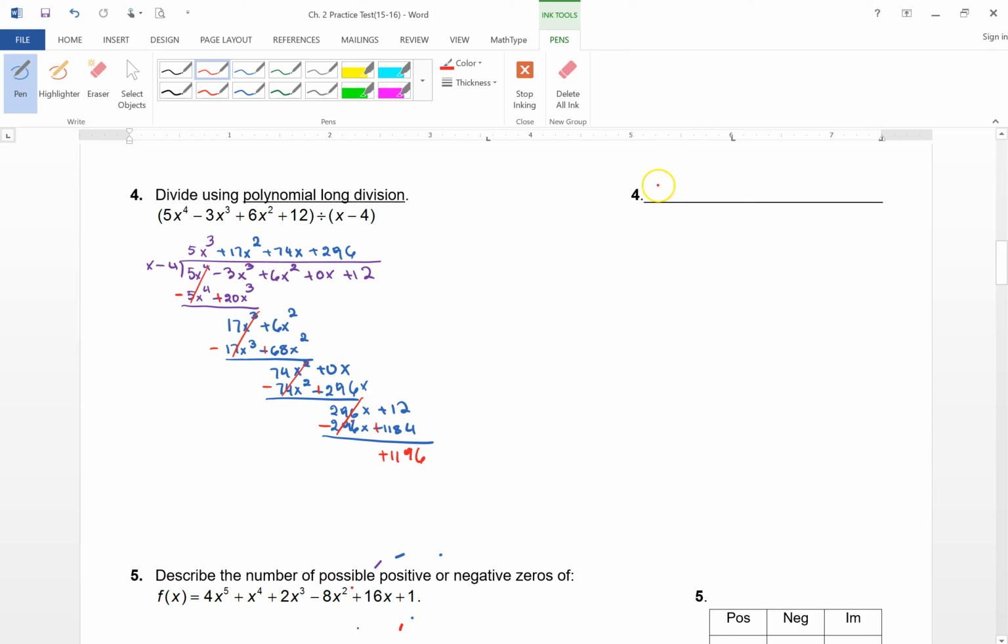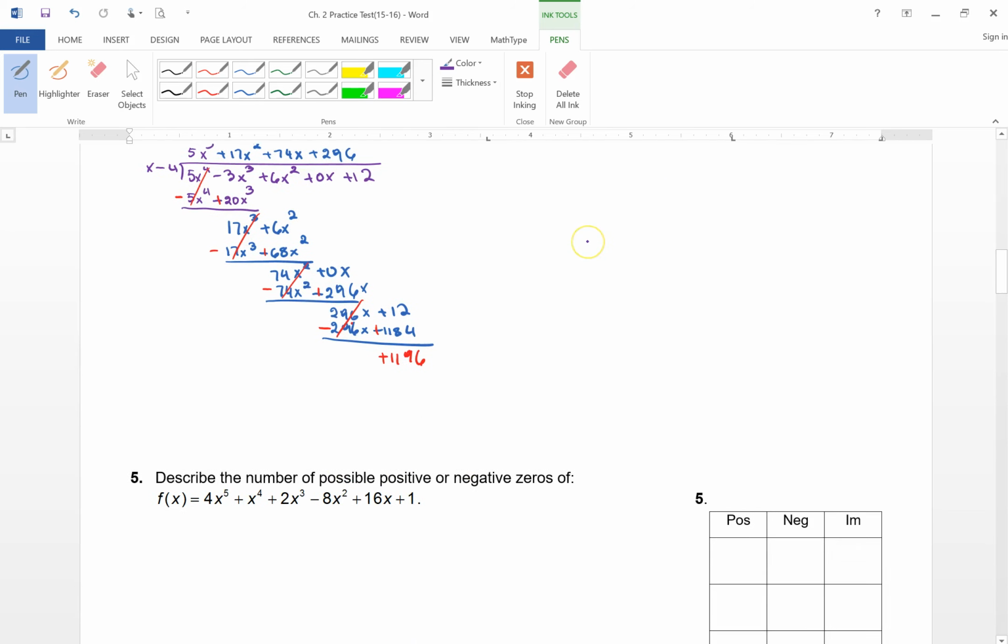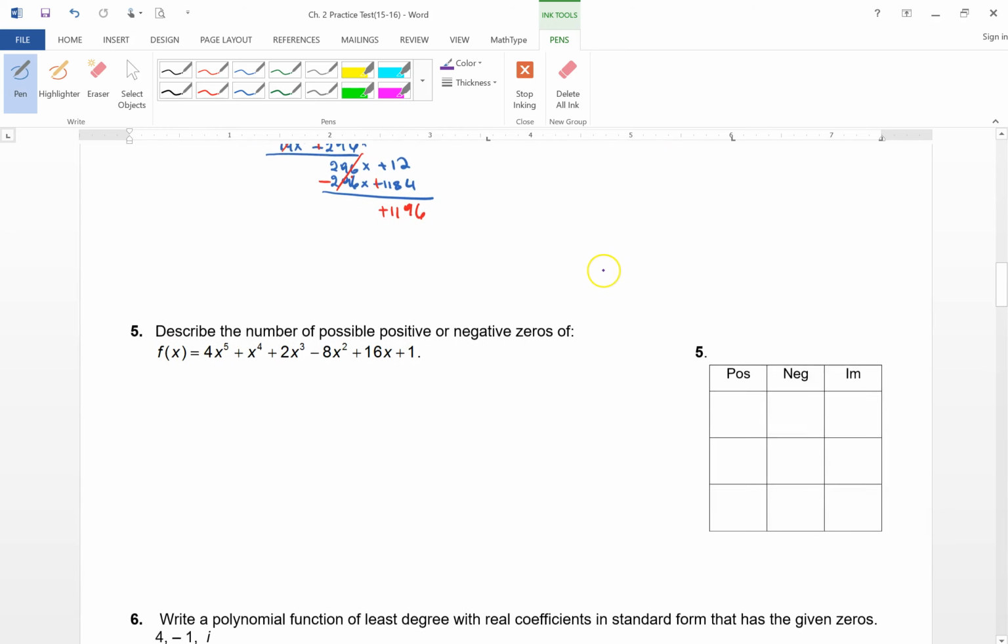All right, so the answer now is going to be 5x cubed plus 17x squared plus 74x plus 296 plus 1196 over x minus 4. Okay. If you don't have the parentheses themselves, that's fine. But the x minus 4 should be there.